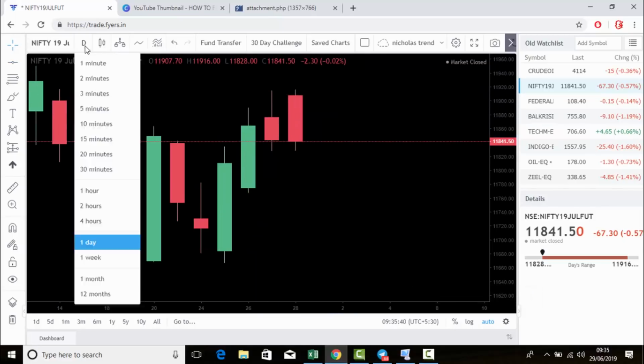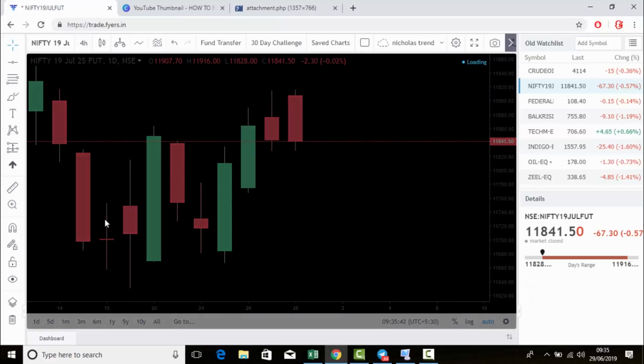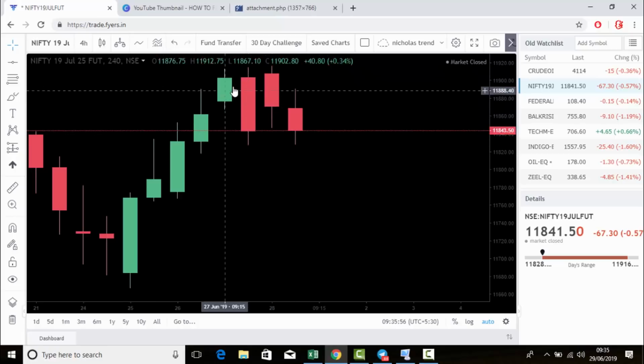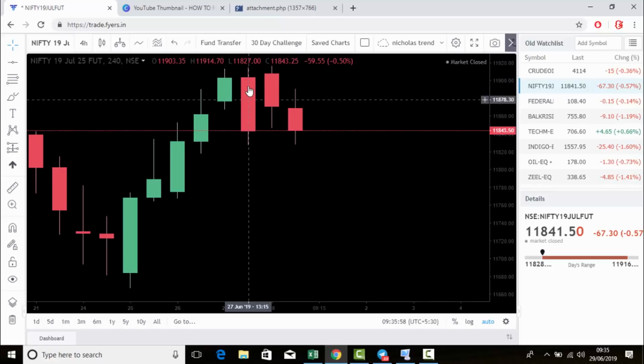Then 4 hour trend. Okay, previous day last 4 hour. This is the previous day last 4 hour. See, it's a downtrend only. The candle is closed below the 50%. So 4 hour is also a downtrend.